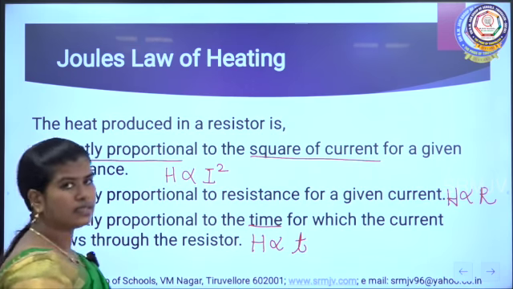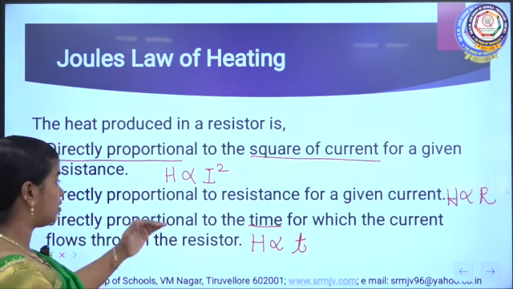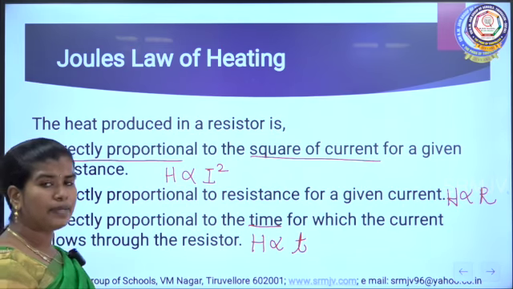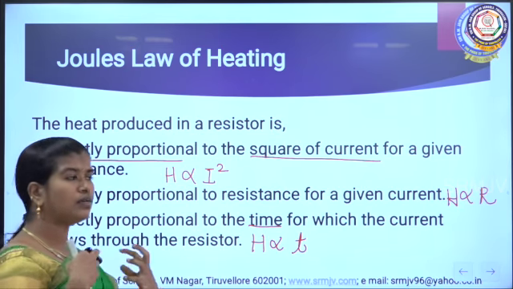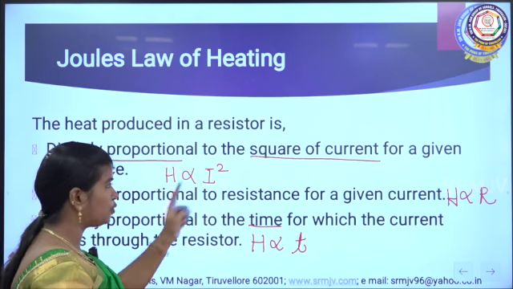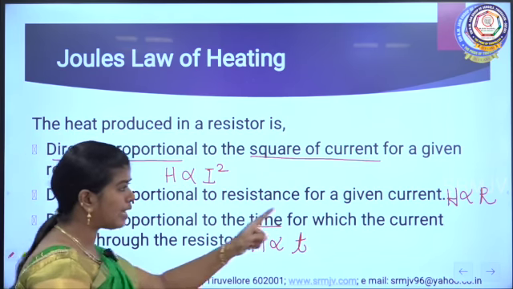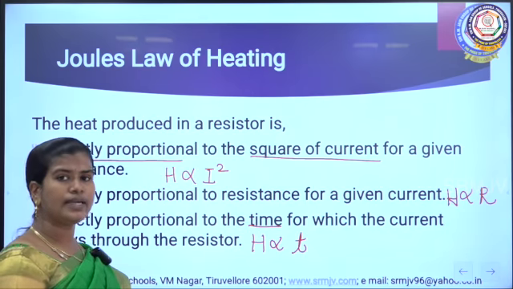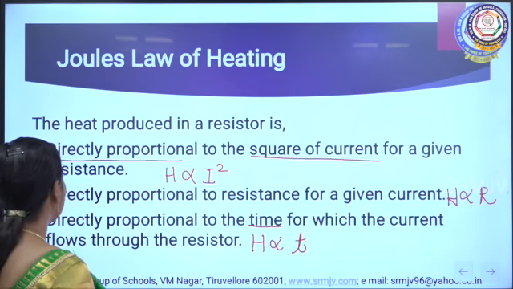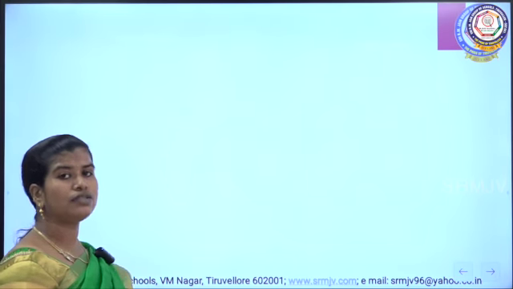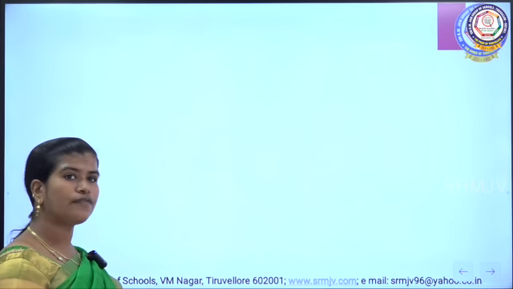Let me recall again. The heat produced in a resistor, it is not only heat, it is energy produced. Heat is directly proportional to the square of the current, directly proportional to the resistance, and directly proportional to the time. Now, let us derive a formula for Joule's law of heating or the heating effect of current.